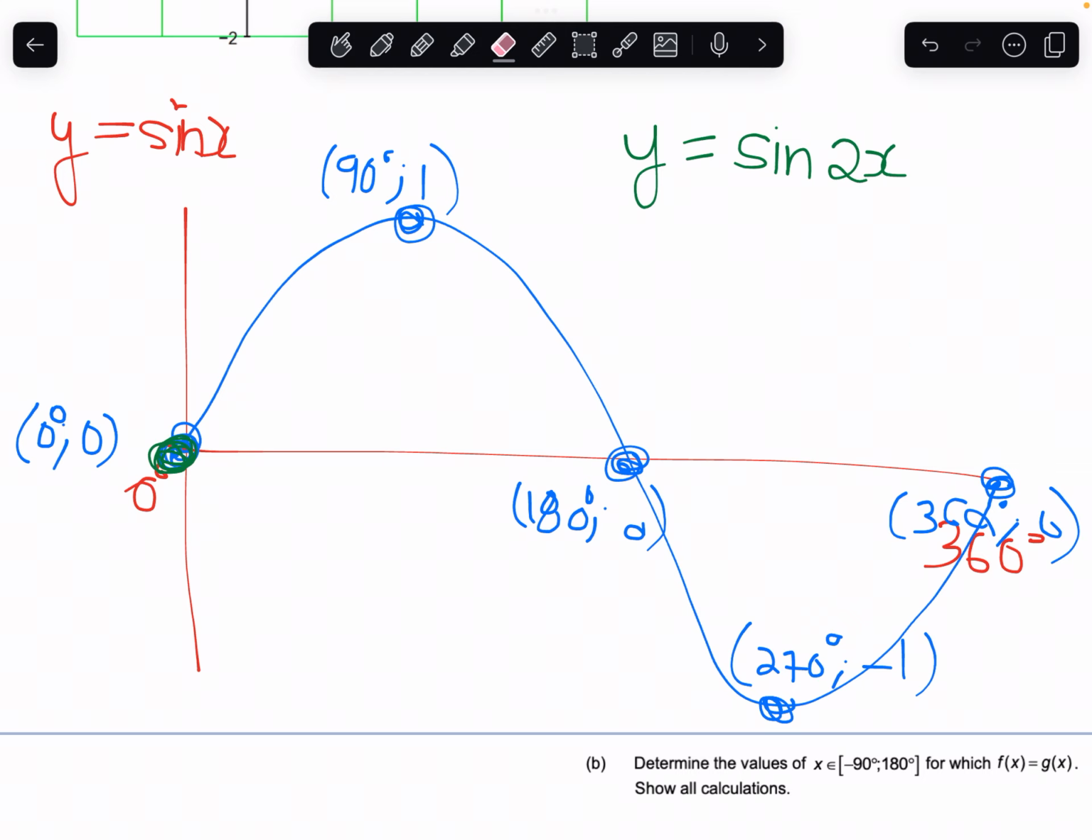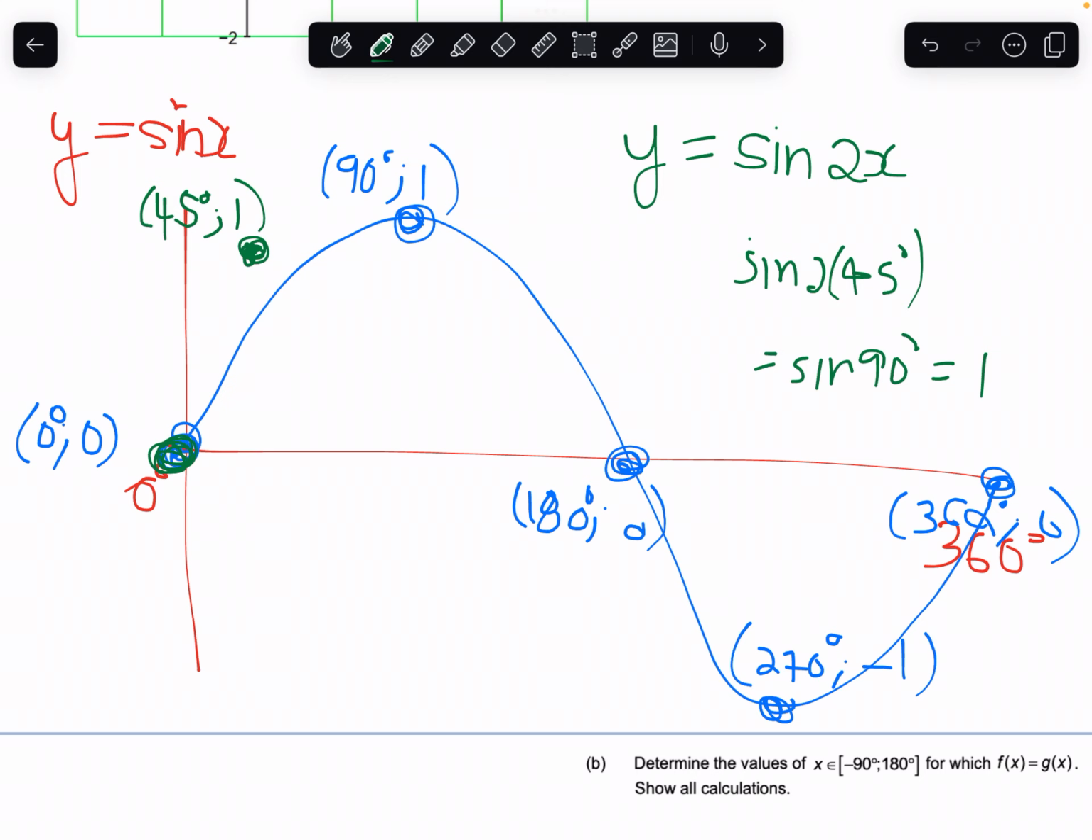Okay, then I look at this next point. Where does that point go under this transformation? It is going to happen twice as early, so it's going to happen over here, right? So that will be 45 degrees and 1. And again, you can double check this. Sine of 2 times 45 is sine of 90, which is 1. So it's this point. Sine of 90 is 1, but because of this transformation, it's happening over here. I know it looks slightly lower over here, but just pretend they're on the same level.